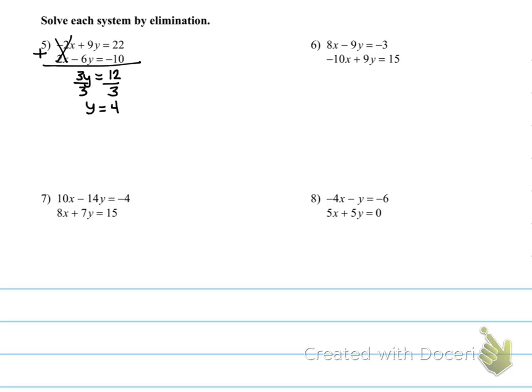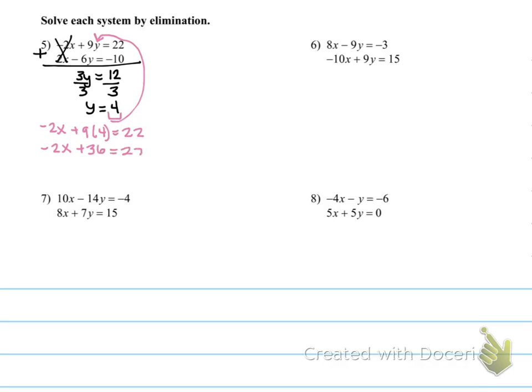Okay, so I've got my y, and that was pretty quick. But now we need to plug that back in so we can find our x. So again, it does not matter which equation you plug it into. Just pretty much whatever one's easier for you. So I'm going to take that 4 and plug it in for y. So I've got negative 2x plus 9 times 4, and then equals 22. Okay, so I got a negative 2x. I'm going to multiply 9 times 4 together, which gets me 36.